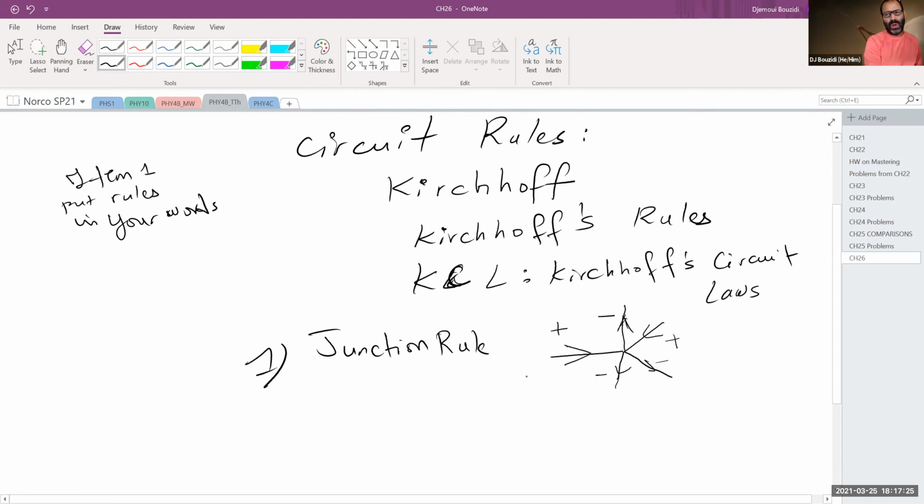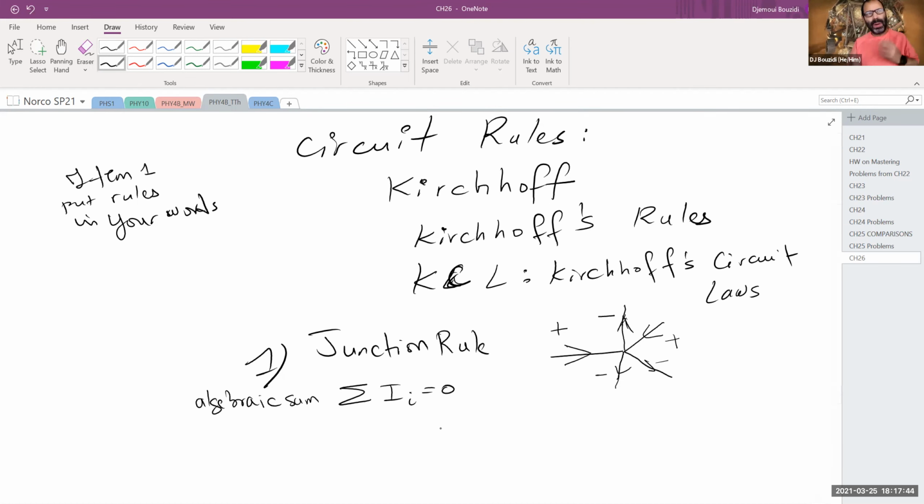The junction rule says the following. The algebraic sum, I have to be very careful here because you need signs. The algebraic sum of all the currents from all the branches is 0. Some are positive, some are negative. When you add them up, they will give you 0.